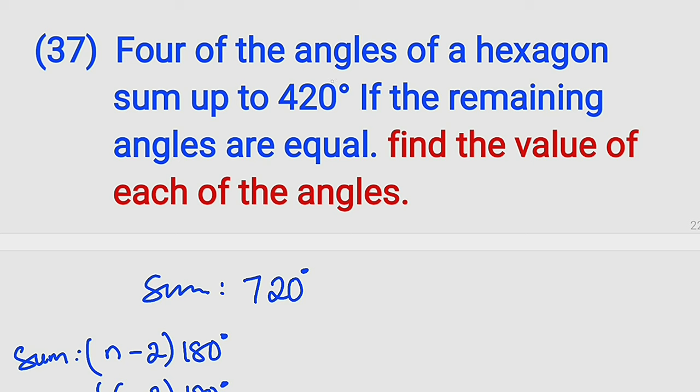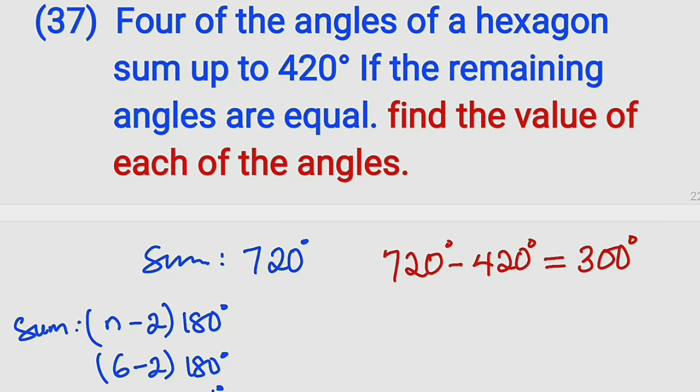But we are already given 420 for the 4 angles. So we are going to subtract them from 720. So if we say that 720 minus 420 degrees, this will give us what? 300, exactly. 300 degrees. So how many angles do we have left?